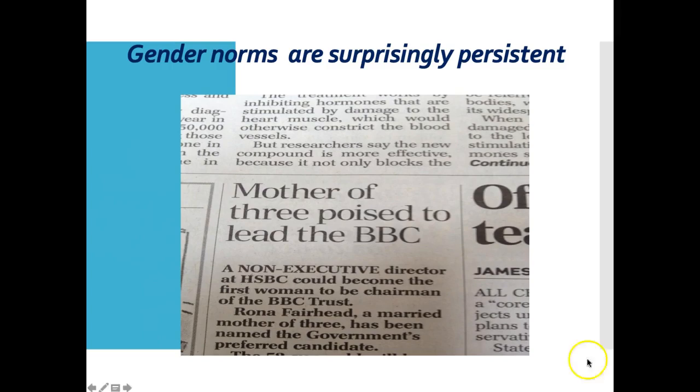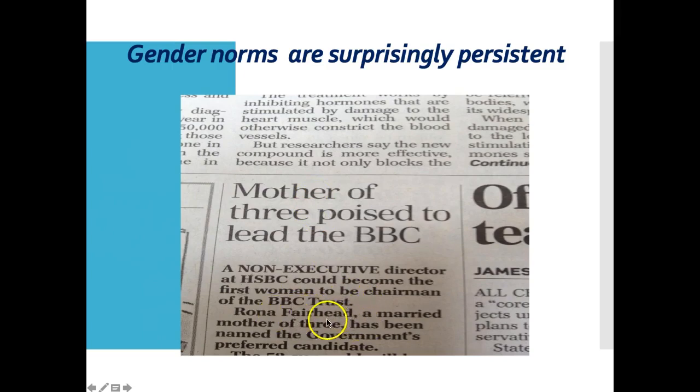So we see this, for example, in this clip that I took out of The Guardian a couple of years ago, where a mother of three is poised to lead the BBC. Why does her being a mother of three have anything to do with her leading the BBC? Well, this, of course, is stepping outside of gender norms. So in order to prove that she's actually still a part of the gender team, the media describes her as a mother of three.